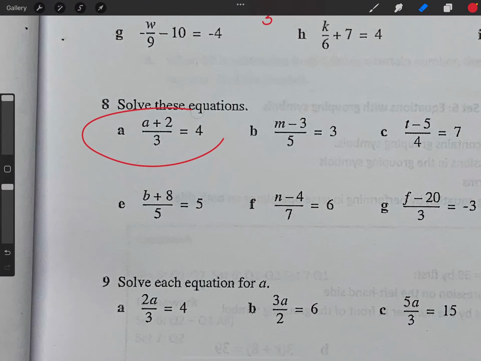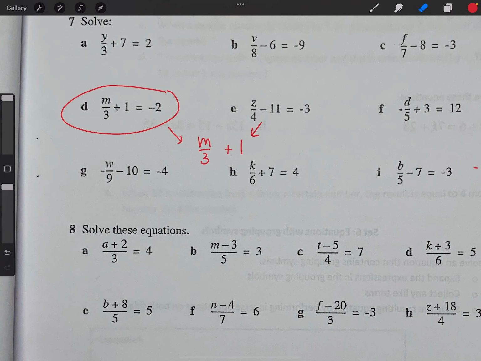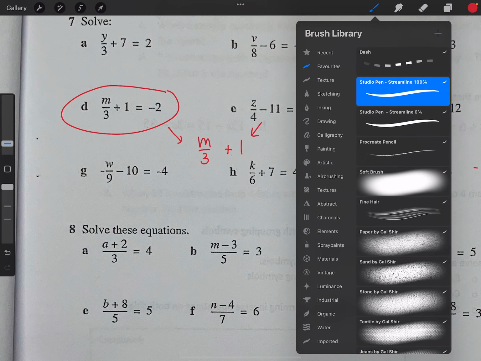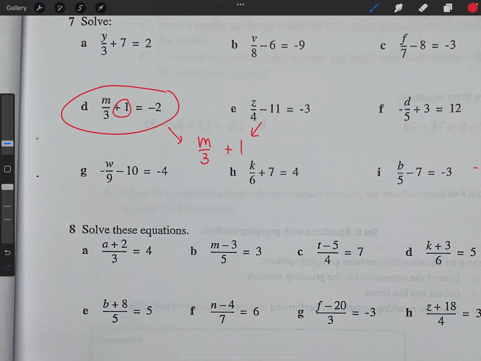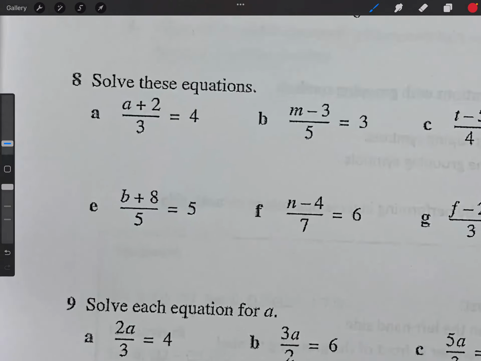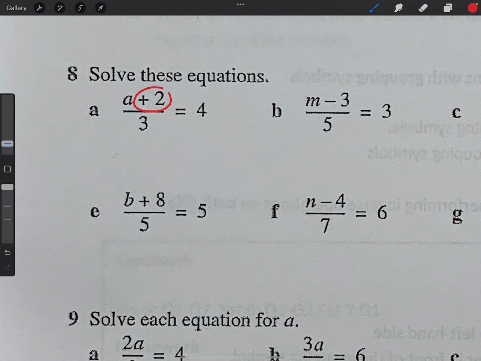So let's have a look at this one here. Unlike question D, where the first thing I want to do is get rid of that plus 1, over here I'm not going to try and get rid of this plus 2. That will be done later, second. So the first thing I want to do is get rid of this divided by 3.